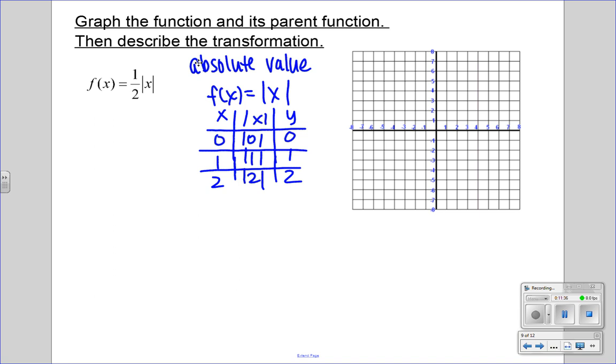Okay, so we can go at 0, 0, 1, 1, 2, 2. And I can draw those. And don't forget to reflect on the other side. Okay? So now let's do a table of values for our other function.